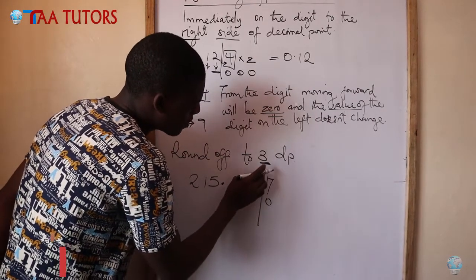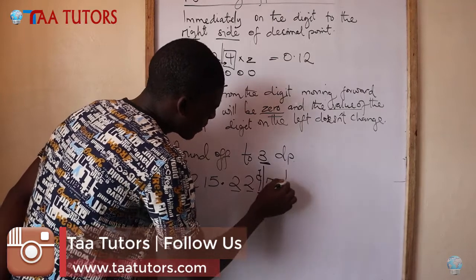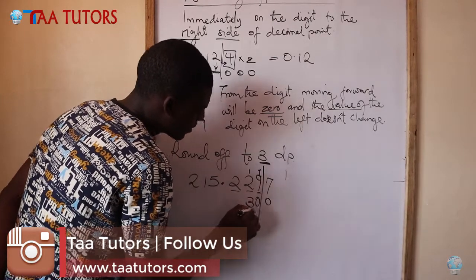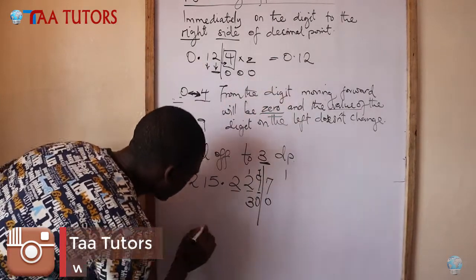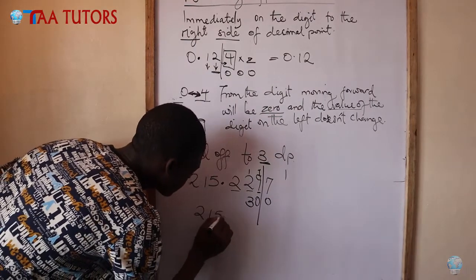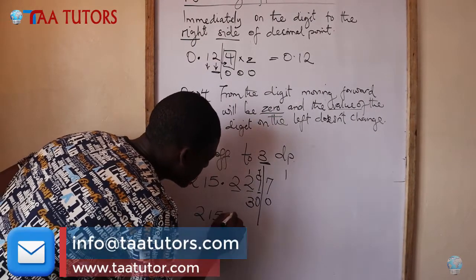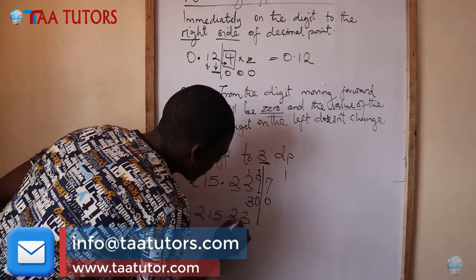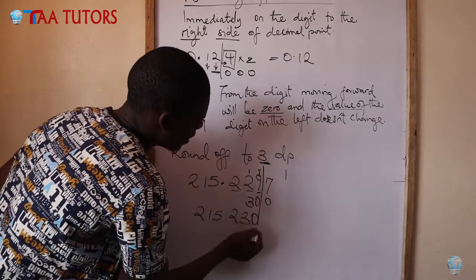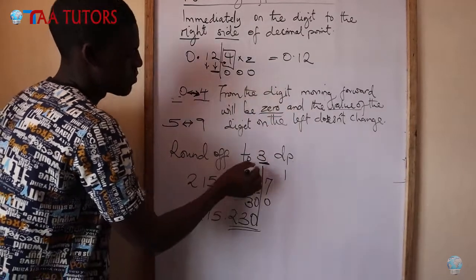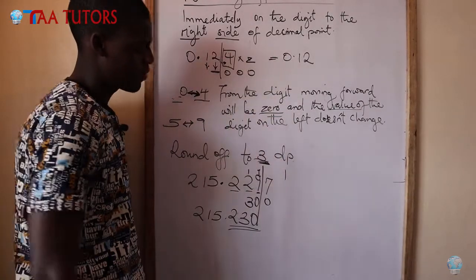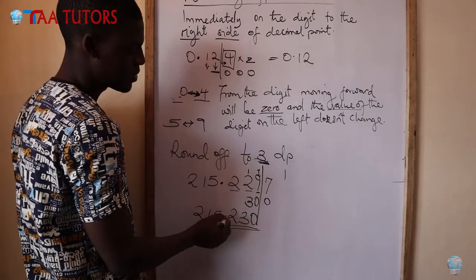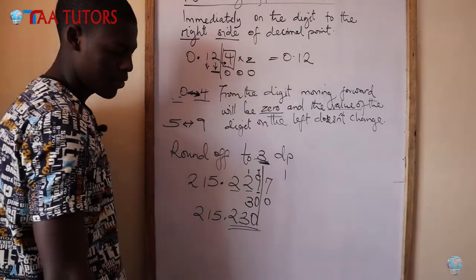When we add 1 to 9, we get 10. We carry 1, then here we have 3. So our answer will be 215.230. We have to maintain the number of decimal places because we are required to round off to 3, so our answer will have 3 decimal places. I hope you've seen that.